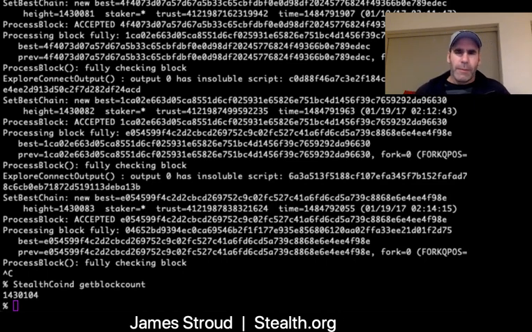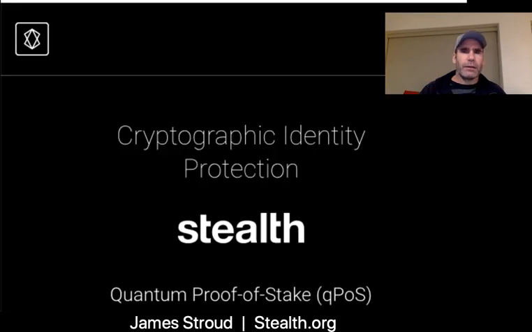And at Stealth R&D, recently we've been working on protocol improvements, the most significant of which is called Junaeth. Junaeth is formerly known as quantum proof of stake. It is a highly economic system, a protocol for a scalable, fast blockchain. And I've written about it in blog posts and the white paper.